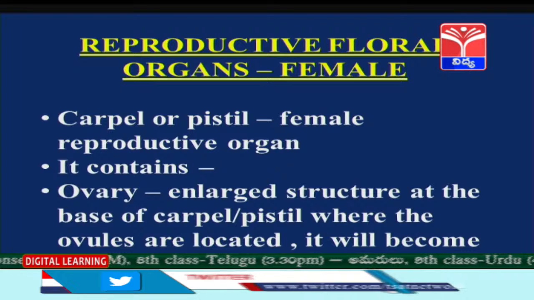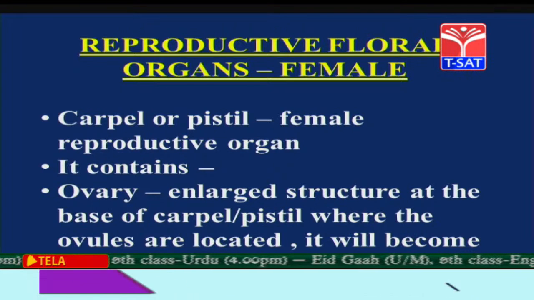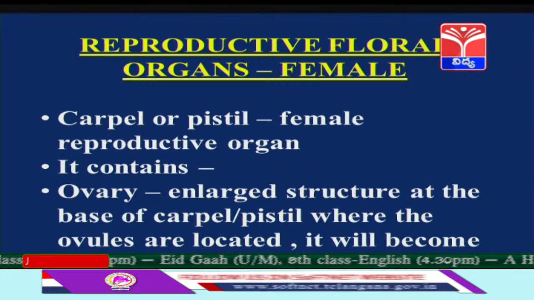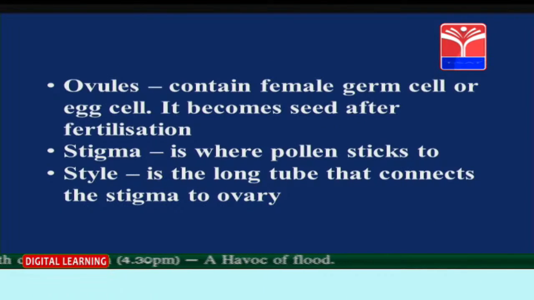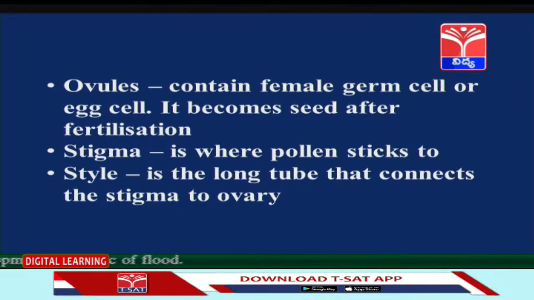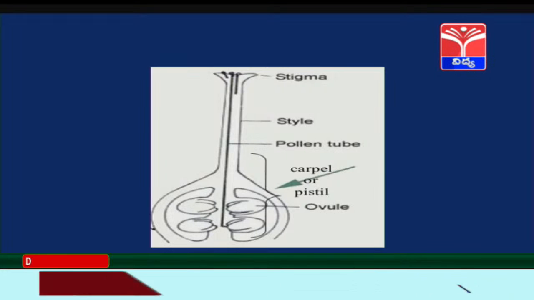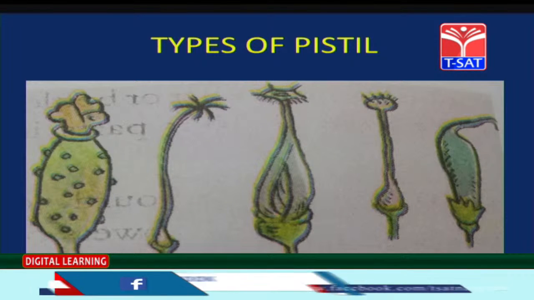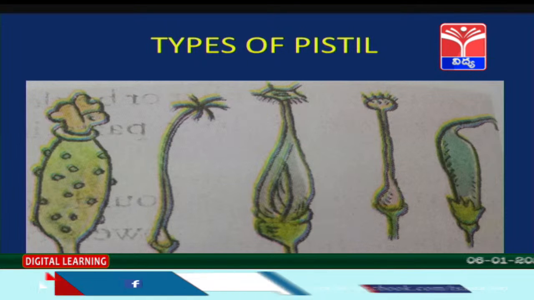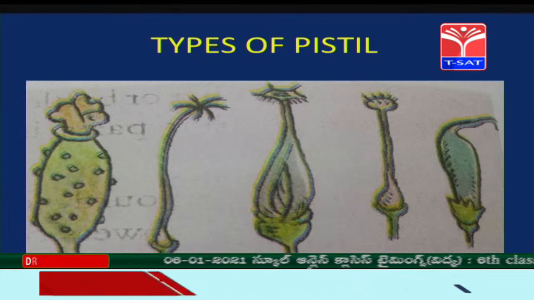See here, the female reproductive organ, I said that it is called the carpel or pistil. It includes the ovary. The ovary will have ovules inside it, and the ovules will have female germ cells, that is called the egg cell. And the pollen tube, where is it coming from? It is coming from the male reproductive part. Here pistils are of different types, children. There are different types of pistils in different types of flowers.